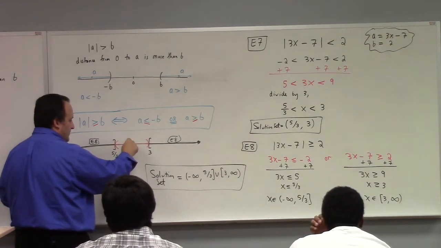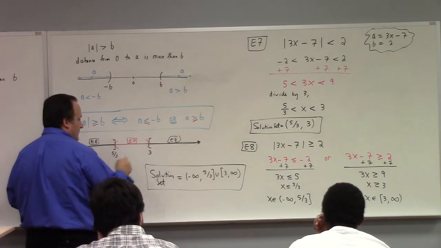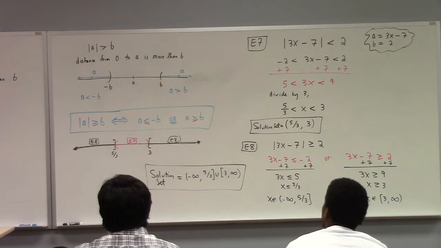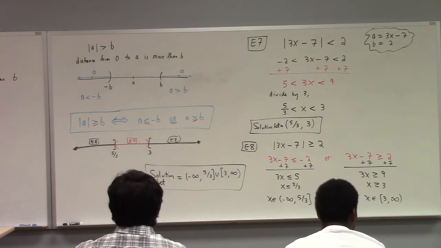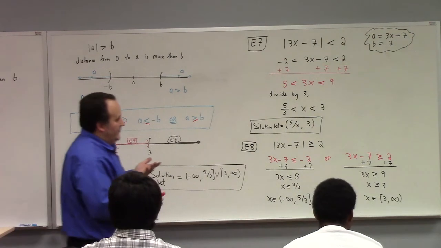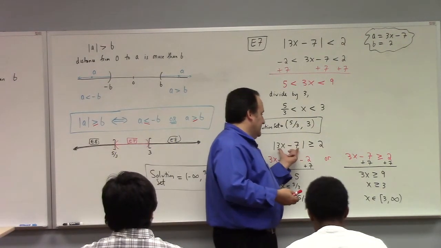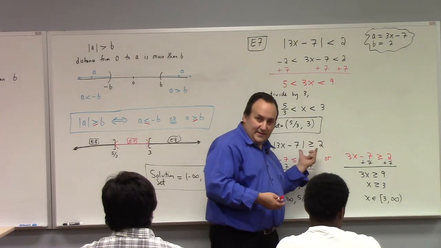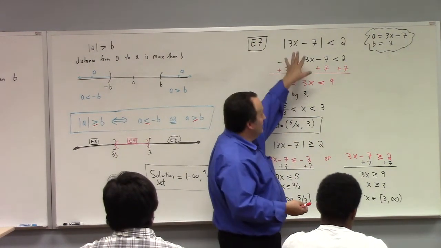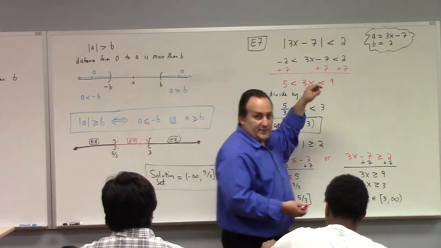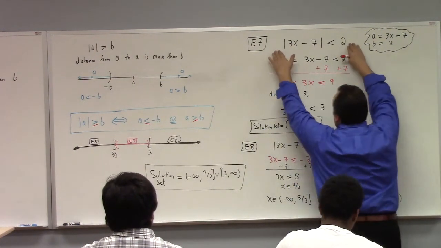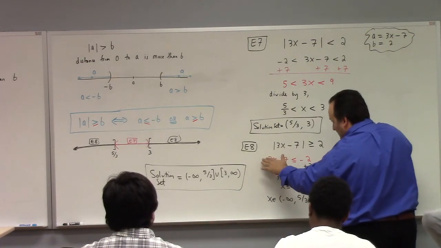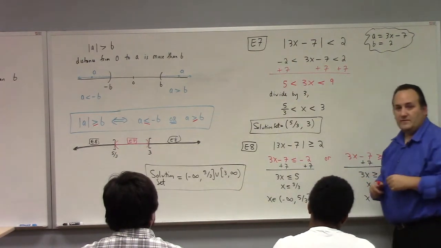So what happens when you put these two examples together? You get what? Yeah, minus infinity to infinity. You get everything, right? Because these examples are complementary. Whatever x makes 3x minus 7 greater than or equal to 2 is exactly the x which doesn't make 3x minus 7 less than 2, and vice versa. Whatever's not in the solution to example 8 must be in the solution to example 7.